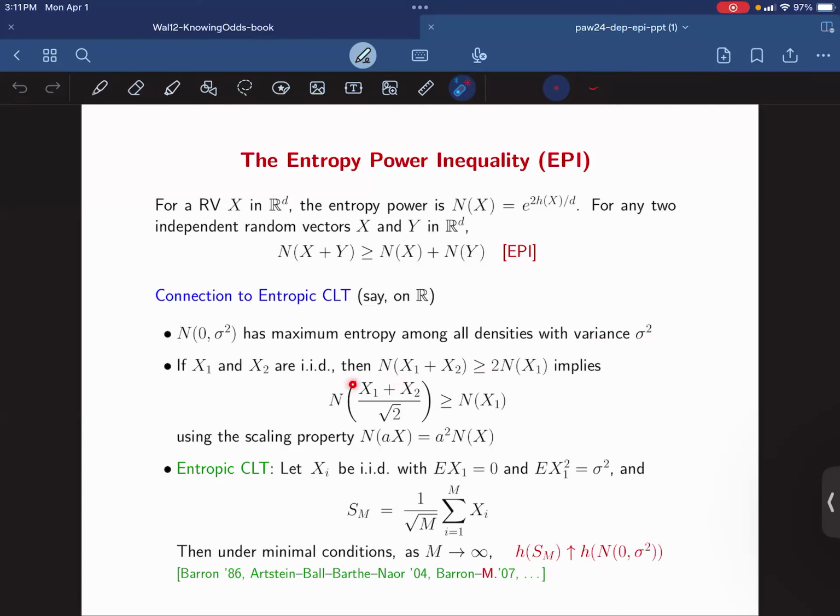So if they're IID, then the EPI just says that the entropy power of X1 plus X2 is greater than or equal to twice the entropy power of X1. But that can be rewritten using the scaling properties of entropy and entropy power in this form, right? And now you can see that this looks very similar to the first step in the central limit theorem. So in going from step 1 to step 2 in the central limit theorem, the entropy increases, or the entropy power, it's the same thing.